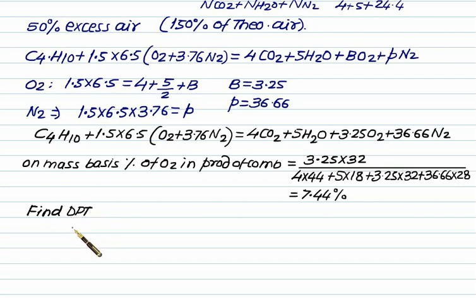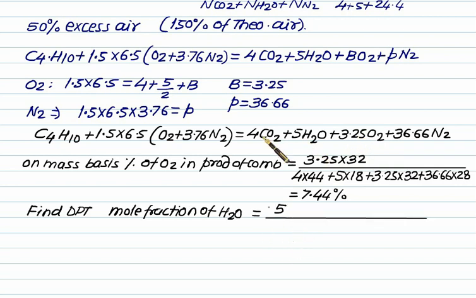If we ask you to find the dew point temperature, in that case the dew point temperature you have to calculate for water vapor, and we need to calculate here the mole fraction of H2O. Simply, you have to calculate the number of moles of H2O, that will be 5 moles. We have 5 moles, and here we have 4 moles of carbon dioxide, 5 moles of water vapor, plus 3.25 moles of oxygen, plus 36.66 moles of nitrogen, which will give you the volume percentage. Percentage, this will be 10.22.